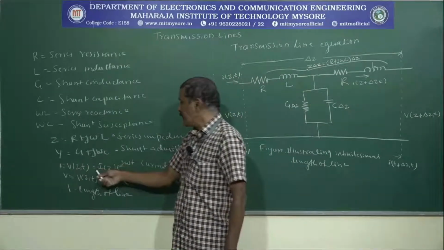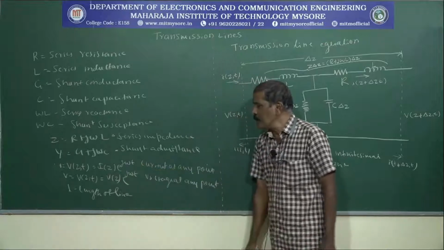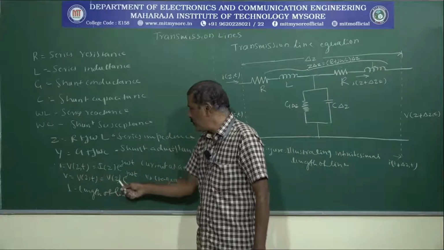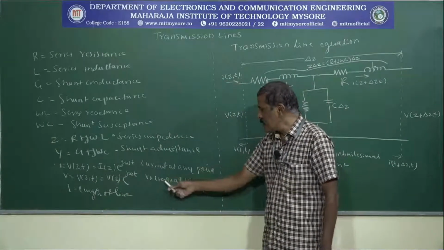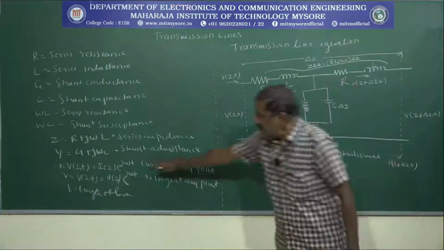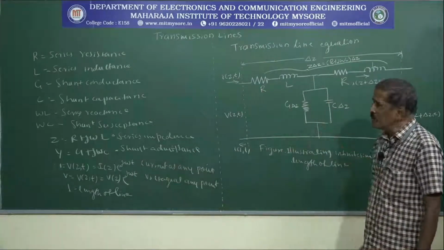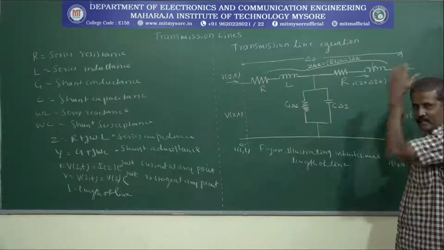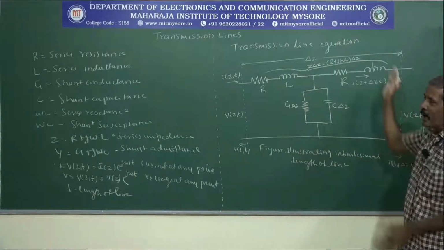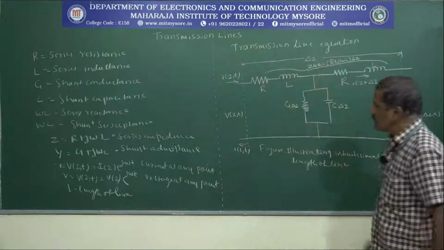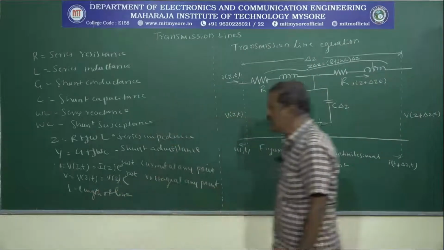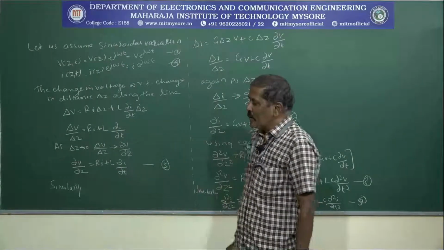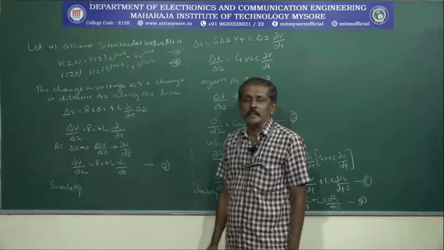I is equal to I(z,t), which you can also write as I(z) e to the power j omega t, the current at any point. V is equal to V(z,t), which is equal to V(z) into e to the power j omega t, the voltage at any point. These two equations give you the voltage and the current at any point of the transmission line from the sending end to the receiving end, and L is called the length of the line. Now let us derive an equation for the characteristic impedance of this transmission line.